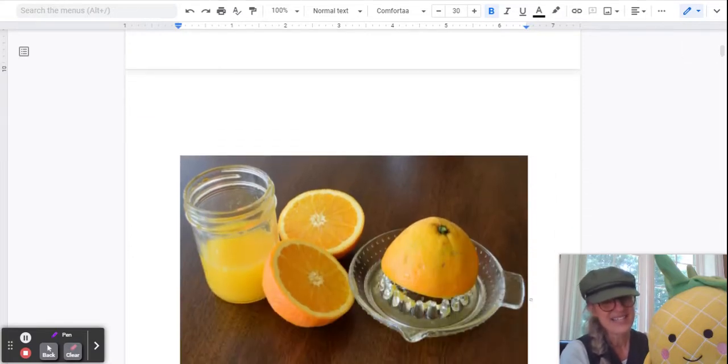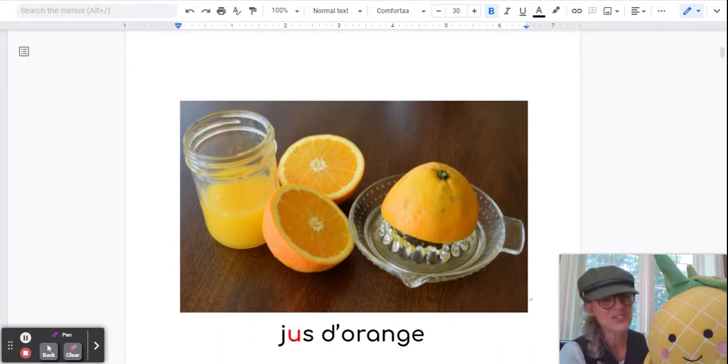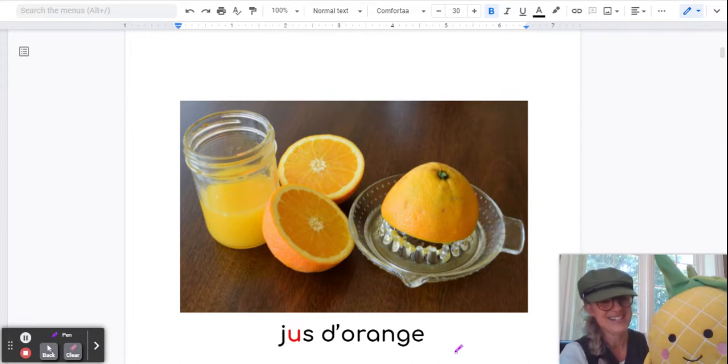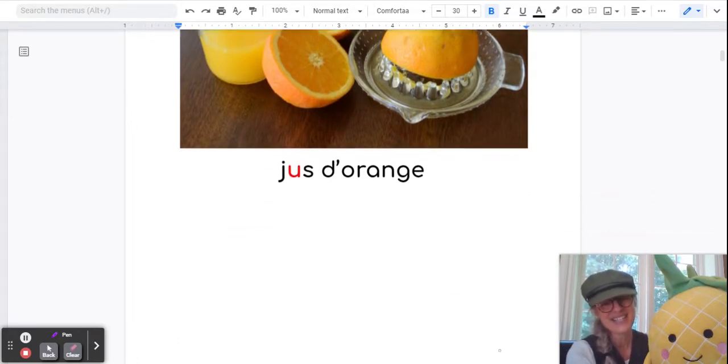Qu'est-ce que c'est? Do you remember the name of this object? Jus d'orange. Did you say jus d'orange? Yay! You got it correct. Jus d'orange. Bravo. Let's keep going.